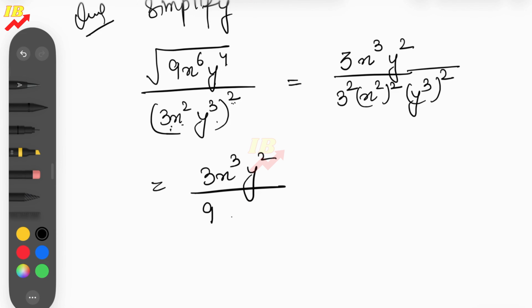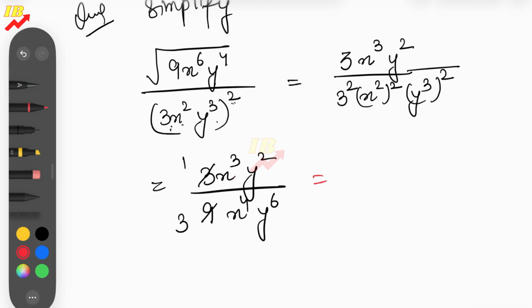So this is 9, this is x to the power 4, y to the power 6, right? So if you are good enough in doing that, please write it like this. Now I can cancel this. This is 1 and 3, right? Let me change the color so that it is easily visible to you guys.